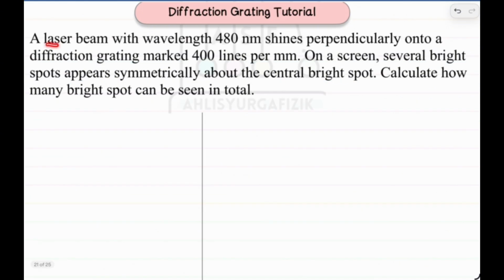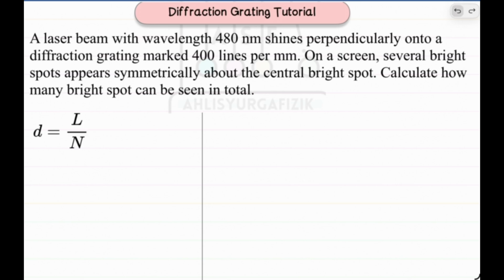Next question. A laser beam with wavelength 580 nanometers shines perpendicularly onto a diffraction grating marked 400 line per millimeter. On a screen, several bright spots appear symmetrically about the central bright spot. Calculate how many bright spots can be seen in total. Bukan setakat nak order, tapi kita nak cari berapa jumlah spot yang kita nampak.